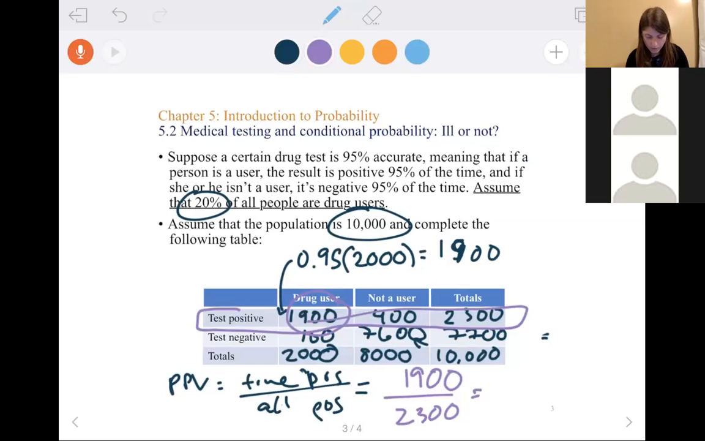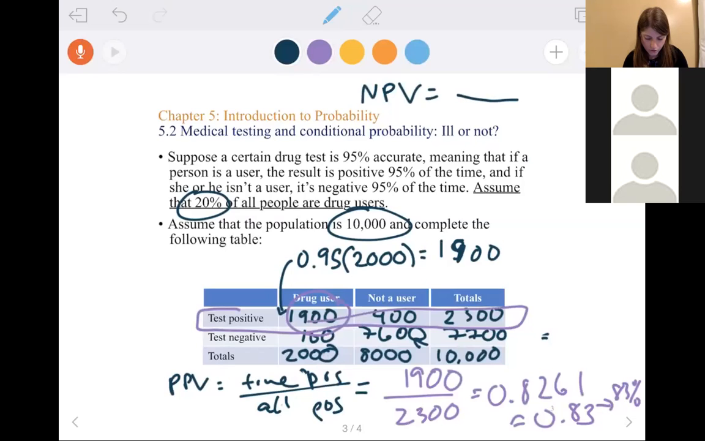And that's going to give me 0.8261 approximately, or we could say about 83%. And then if we're looking at the NPV, let's do that up top here.